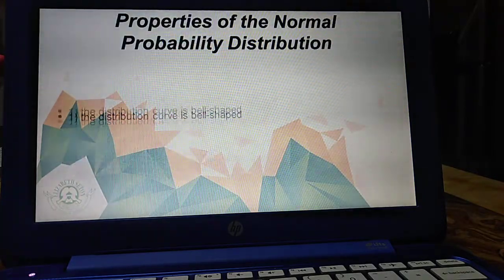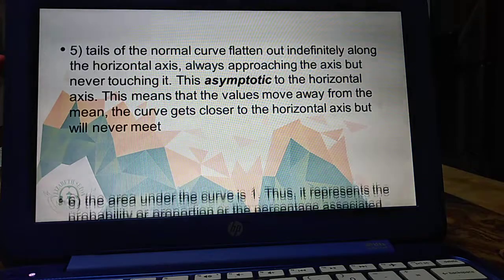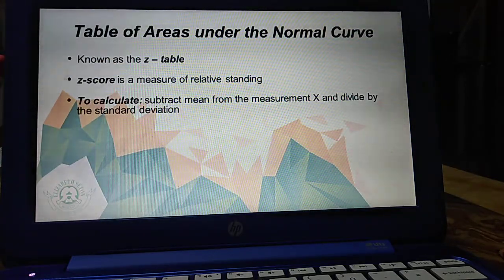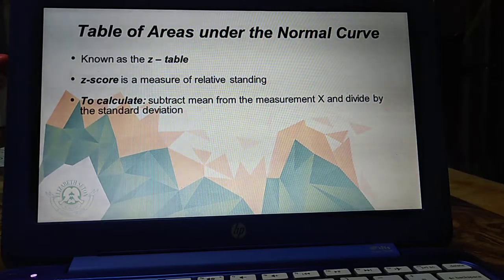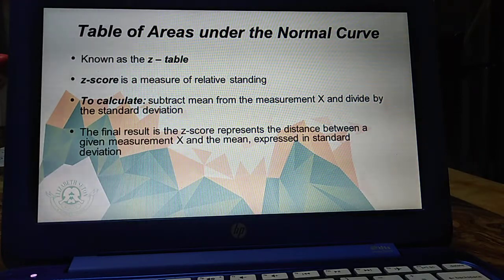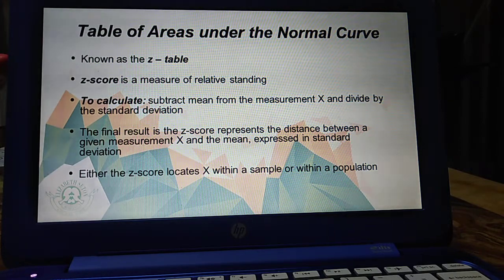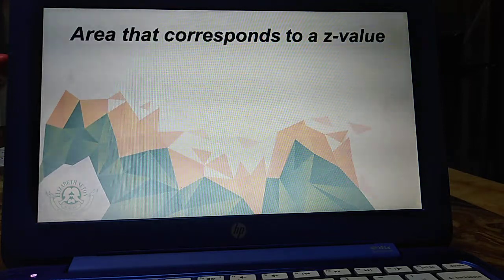Okay, so let's look at how we can make our z-scores. To calculate, we simply subtract the mean from the measurement and divide by the standard deviation. Okay, we will go to that later. The final result is the z-score, which represents the distance between a given measurement x and the mean expressed in standard deviations. So the z-score locates x within a sample or within a population.